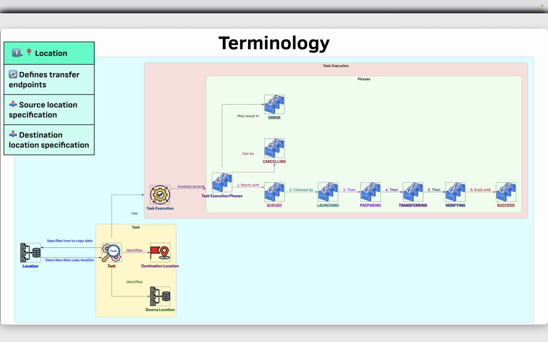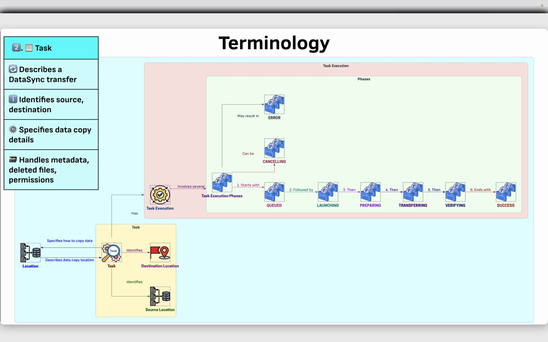So some terminology around DataSync. First one is a location. A location describes where you are copying data from or data to. Each DataSync transfer, also known as a task, has a source and destination location. Second, a task. A task describes a DataSync transfer. It identifies a source and a destination location, along with details about how to copy data between those locations. You can also specify how a task treats metadata, deleted files, and permissions.